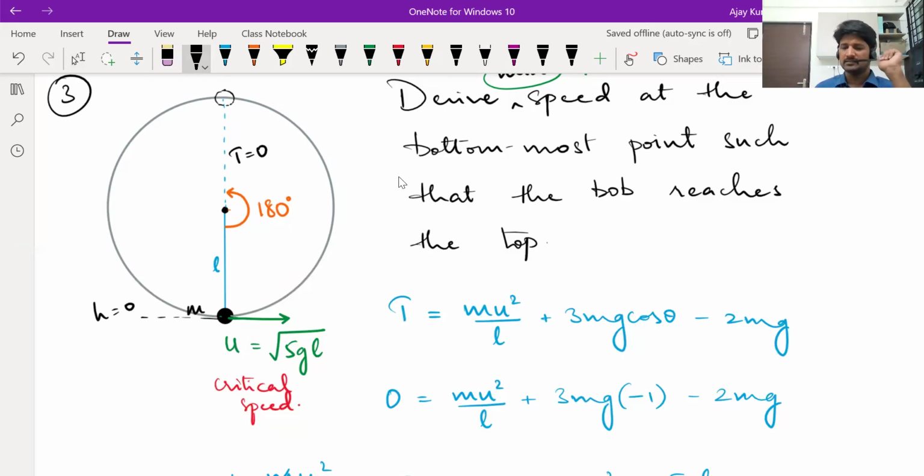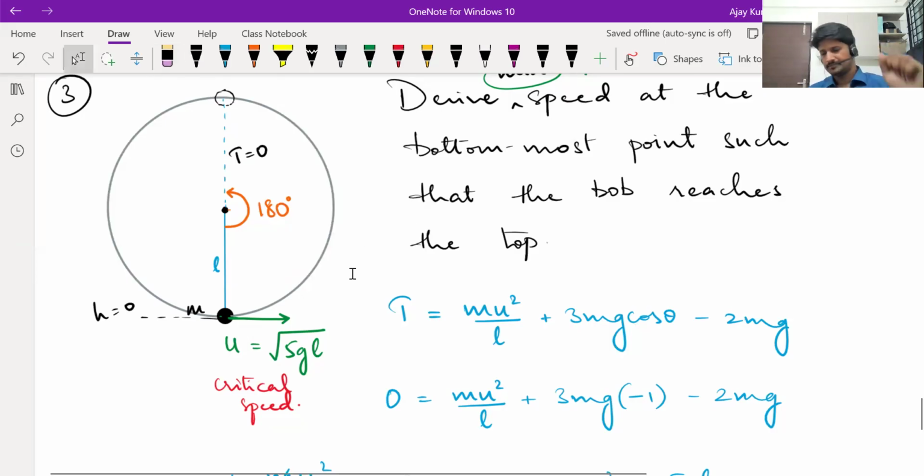If you give speed less than root 5gl, tension becomes 0 somewhere before the top. And wherever tension becomes 0, the bob falls into the circle, so it won't be able to complete the circle. So whatever we solved till now, we solved with the velocity at the bottommost position as the unknown thing. That's what we had to find out. Suppose we give root 5gl, we know it will complete the circle.